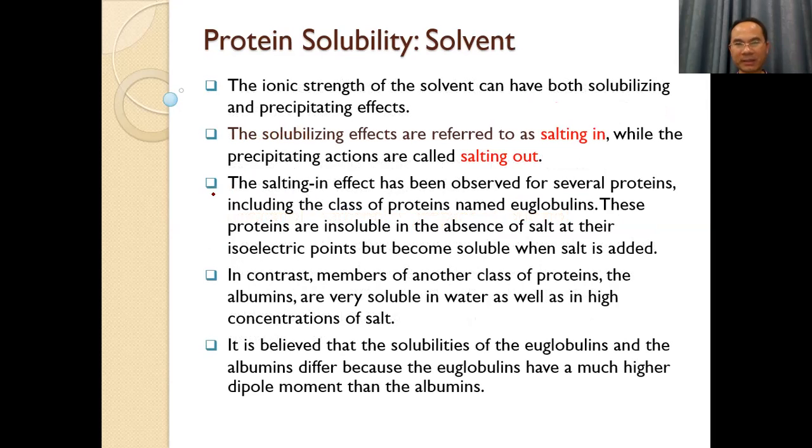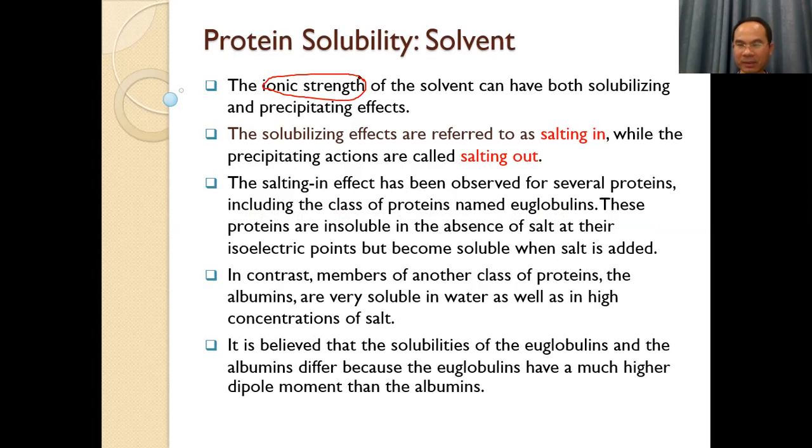Another factor is the ionic strength of the solvent, which can have both a solubilizing and a precipitating effect. For the ionic strength effect, we have two cases. The first case is salting in. That means if you add some ionic strength, or some chemical which can ionize, the solubility of the protein or our product increases.